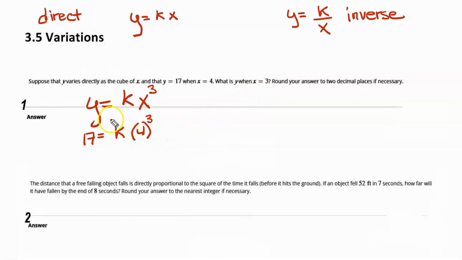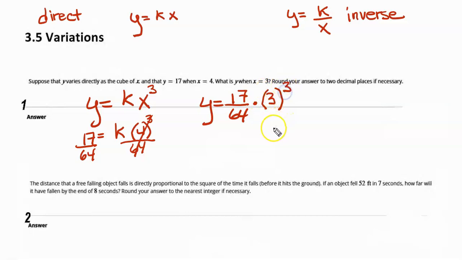Okay, so what we need to solve for here is the constant of variation by dividing both sides by 4 to the third, which is 64. So rewriting it then, y equals our new value of k, and then we're going to put here x is 3 to the third power. So do some calculation and see what you get. They want your answer rounded to 2 decimal places.